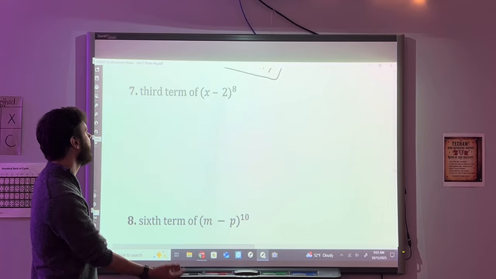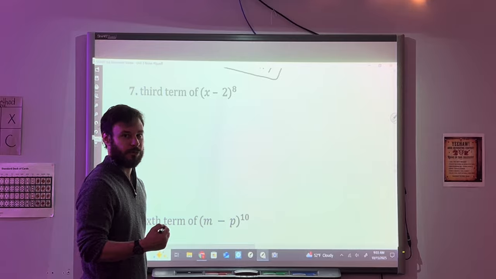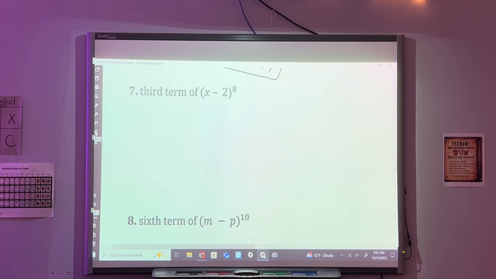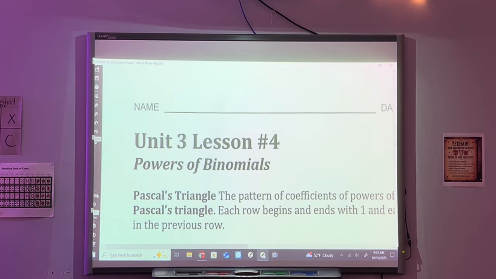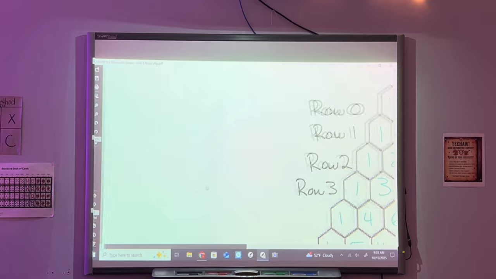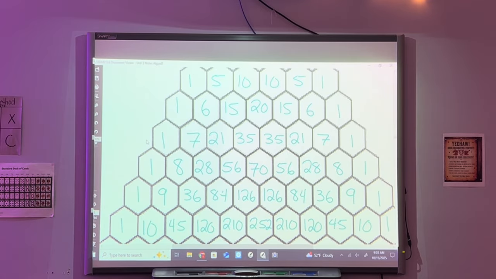The third term of this. So it's x to the 8. I need my numbers for Pascal's triangle in the 8th row. Oh boy. Oh no. Oh boy. Row 8. Oh goodness gracious. Okay. You guys have the benefit of hindsight. You can look at this. I can't do that. I could have it printed in front of me. That would be smart. But I don't.